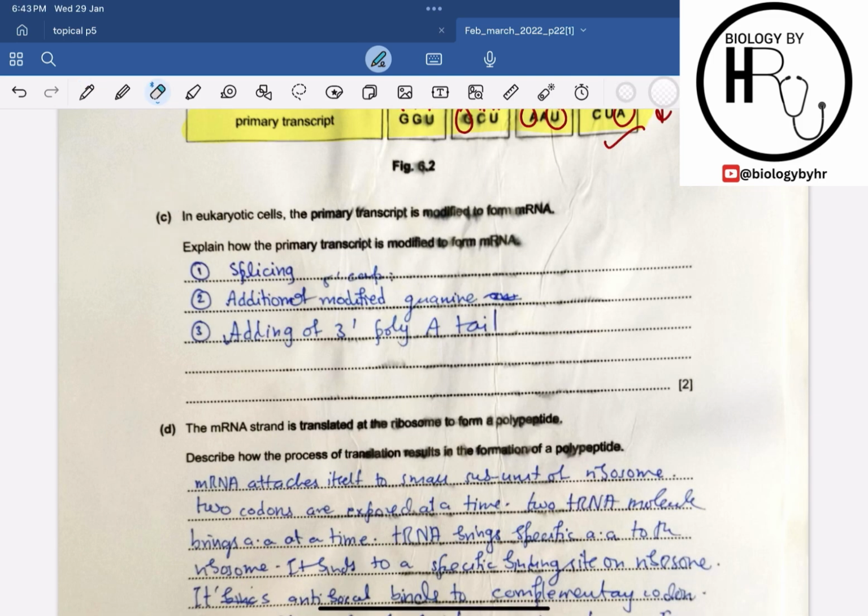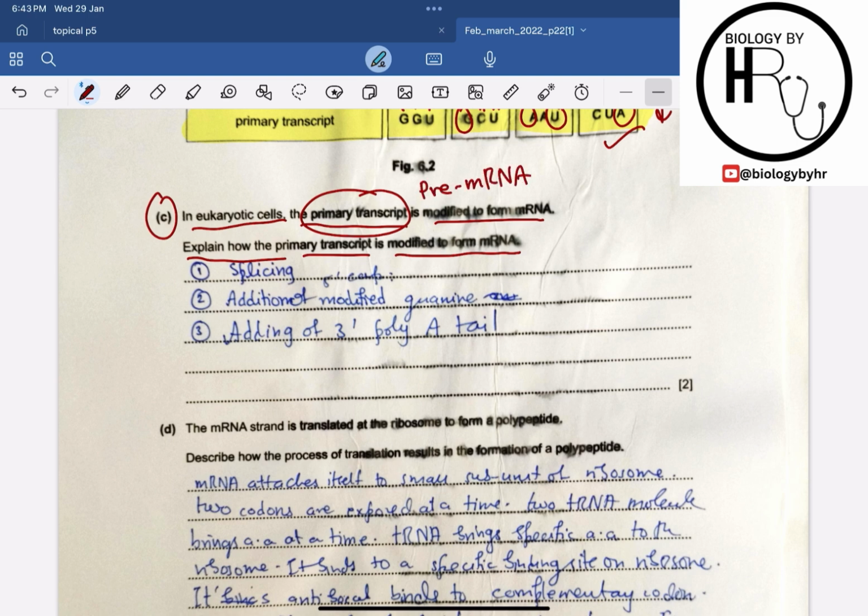Now in part C, they are over here saying that in eukaryotic cells, the primary transcript is modified to form mRNA. Explain how the primary transcript is modified to form mRNA. Basically, the primary transcript which they are talking about over here is the pre-mRNA, right? And then that pre-mRNA undergoes the post-transcriptional modification and then becomes the mature mRNA, right? Which is further translated into the protein, right? So now they are saying to explain how it is modified to form the mRNA.